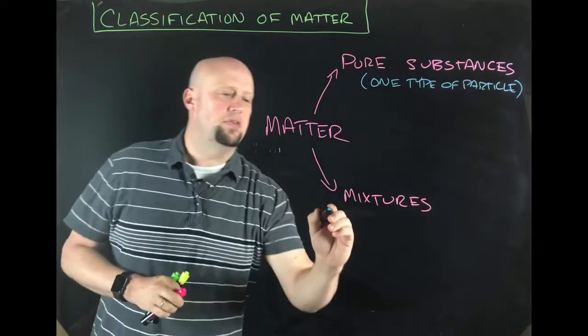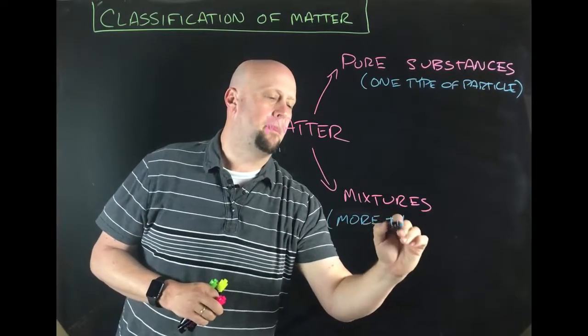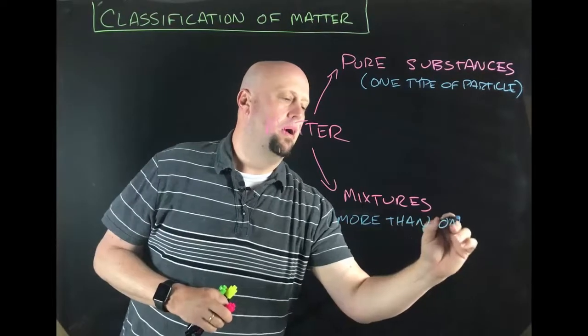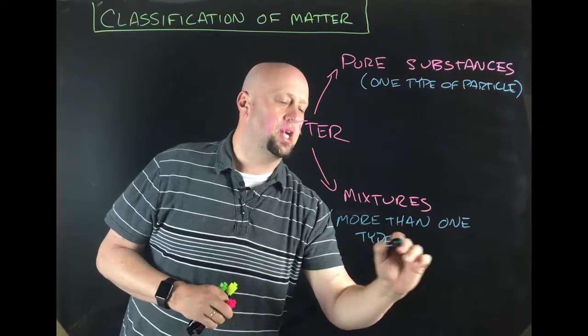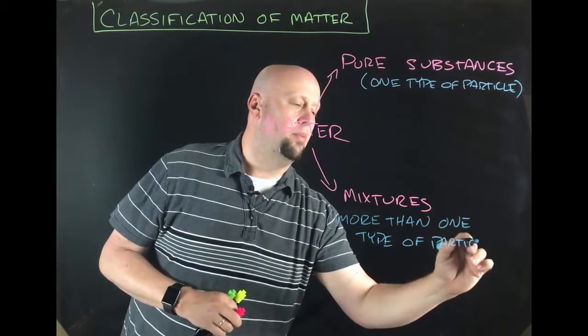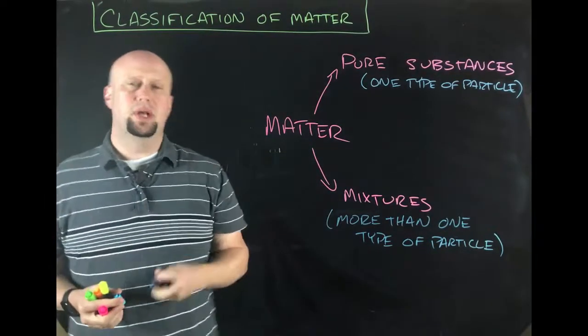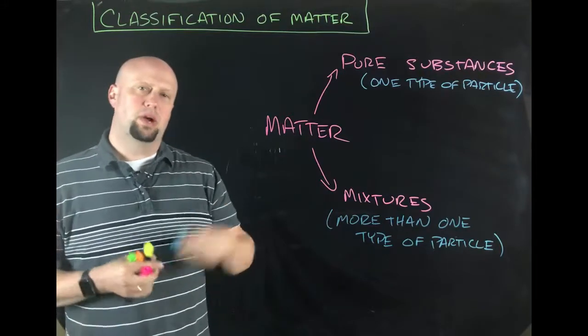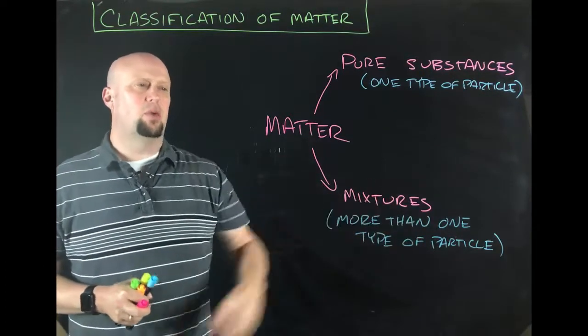On the other hand, if there is more than one type of particle, and not more than one particle, but more than one type of particle, then that is a mixture. We're going to talk a whole lot more about mixtures in the next video. Most of what we're going to do in our video today is to break down pure substances and make sure that you've got a pretty good handle of that. But mixtures mean that there are more than one type of particle.